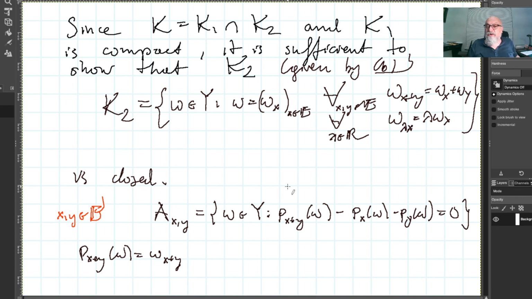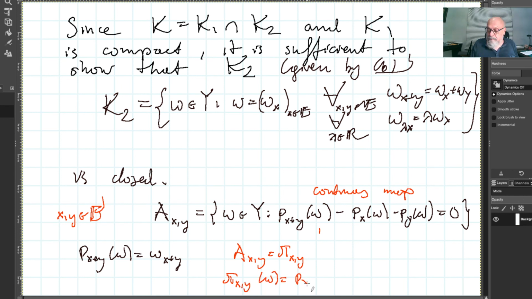So notice that projections are continuous. And since you have here the linear combinations of these continuous projections, that means in our case, this map is continuous with respect to the product topology. So you can rewrite A x,y as the inverse image of zero under that particular map. Let me denote this map, I just simply call it pi x,y. So pi x,y of omega is exactly equal to p x plus y of omega minus p x of omega minus p y of omega. So A x,y is equal to pi x,y inverse of zero. So it's closed.